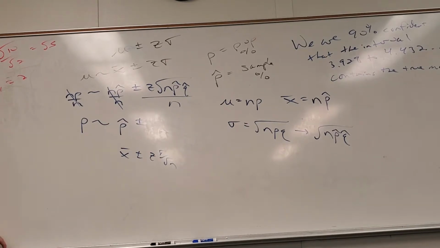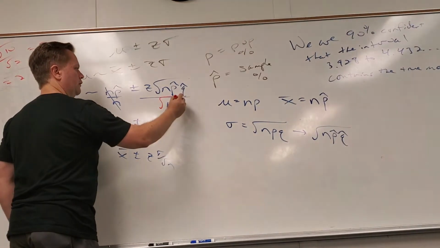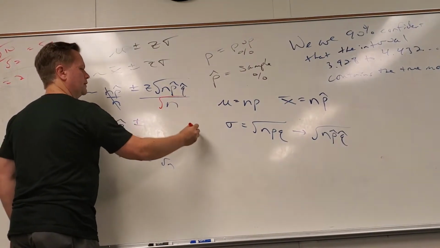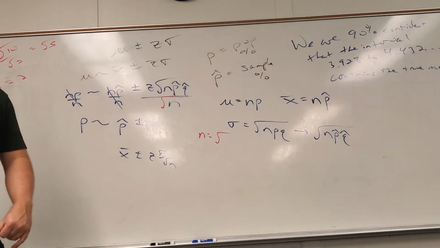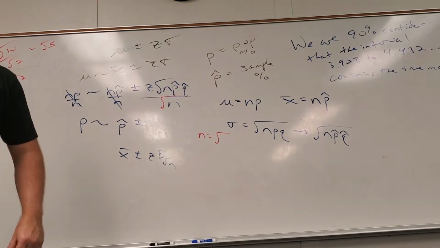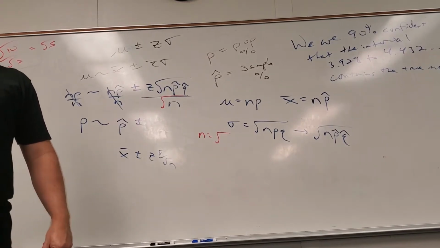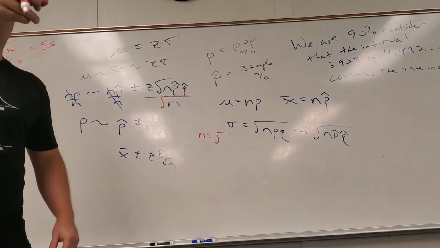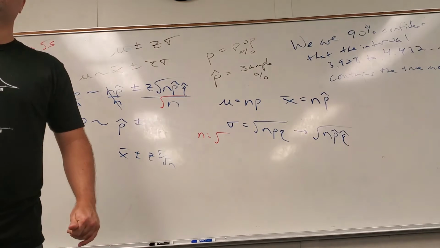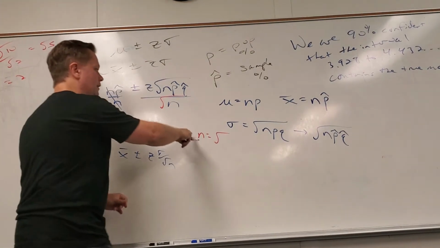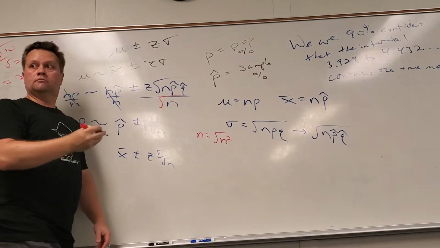What is n equal to the square root of? What can I replace this with? 5 is equal to the square root of what? Square root of 5 is not 5. 5 is equal to the square root of 25, which is 5 squared. 7 is equal to the square root of 49, which is 7 squared. n is equal to the square root of n squared.